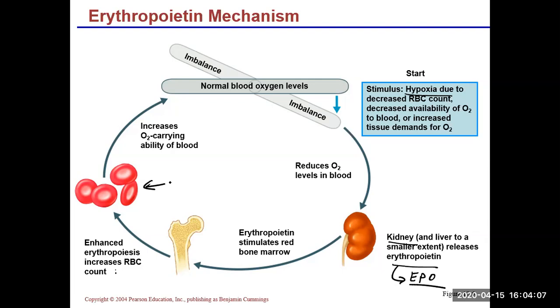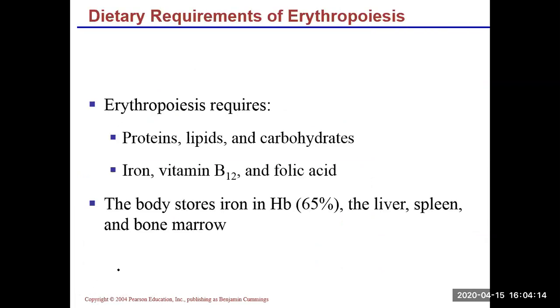So the process of erythropoiesis requires ingredients: protein, lipids, carbohydrates, iron, vitamin B2, B12, and folic acid. All of those are important, obviously. The body can store some of this iron in the hemoglobin, 65%, but also in the liver, the spleen, and the bone marrow as well. So there is a little bit of recycling going on.